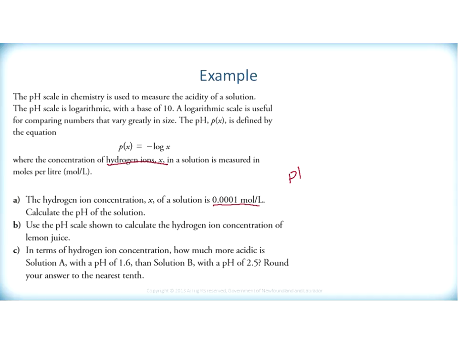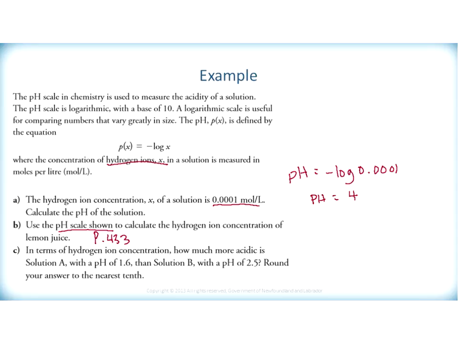So in this case, pH would be equal to negative log of 0.0001. Since this is base 10, we can calculate this on the calculator, and you'll get the pH to be equal to 4 when we put it on the calculator. It says in question B to use the pH scale shown, and there is no pH scale shown. The pH scale is on page 433 of your text, to calculate the hydrogen ion concentration of lemon juice.